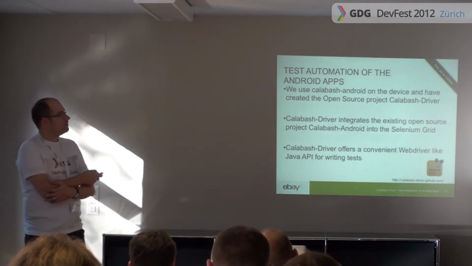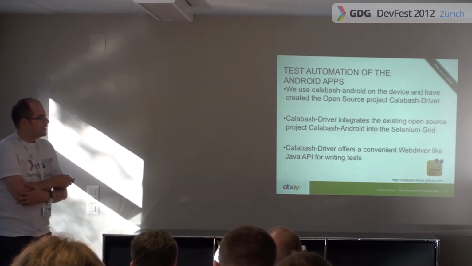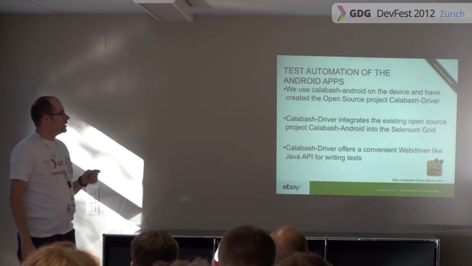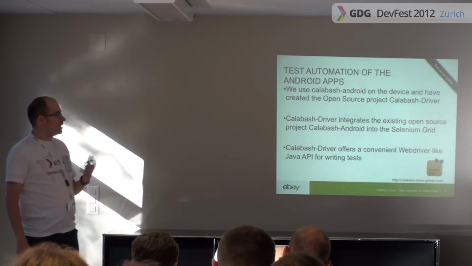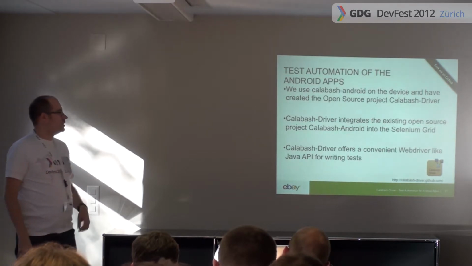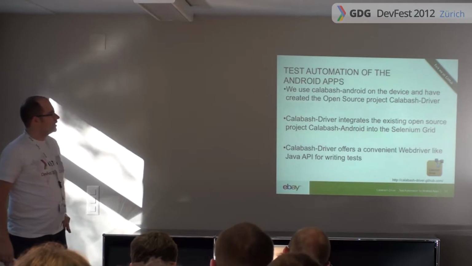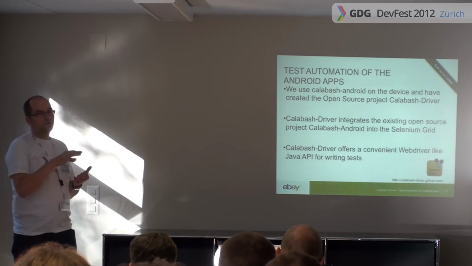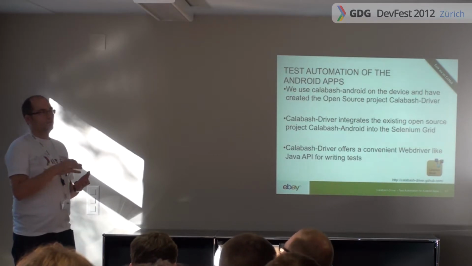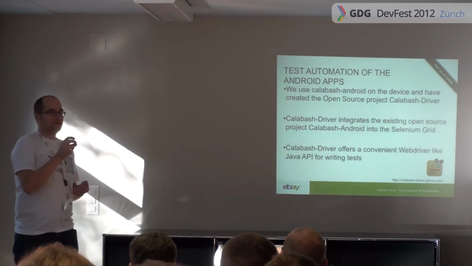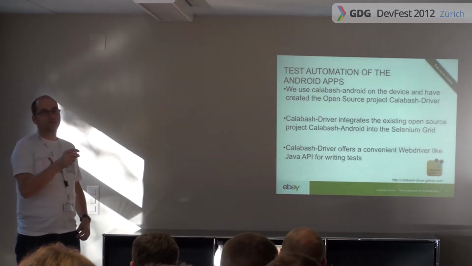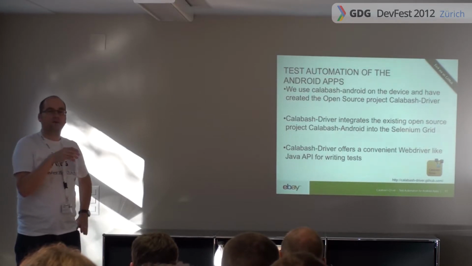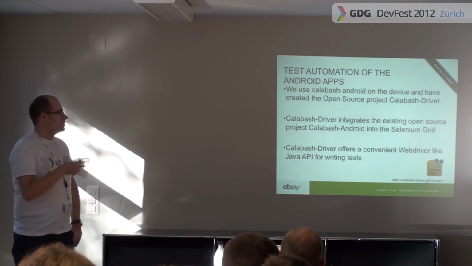So we created the calabash-driver. It's also open source, and it integrates calabash-Android into the Selenium grid, and it offers a Java API that's similar to WebDriver. It's not the same, it's similar. If you look at the JSON wire protocol of WebDriver, we only have implemented the basic parts of the protocol that are needed so that the Selenium grid can handle the requests.